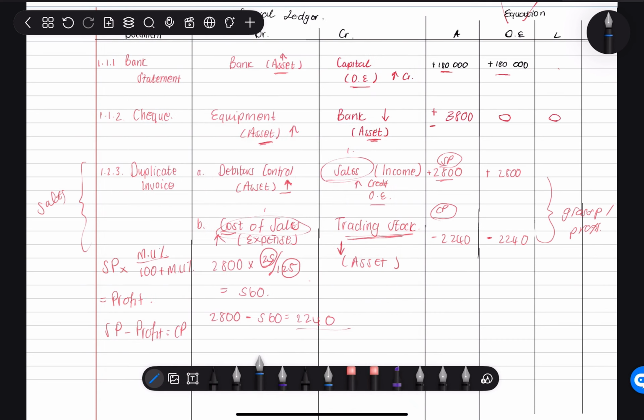Like in this one, debtors control. This was for credit. But if it was on cash, it would be bank. So this will stay like this and this will stay like this. The only thing that will change is here, depending on if it's on credit or cash. Perfect.